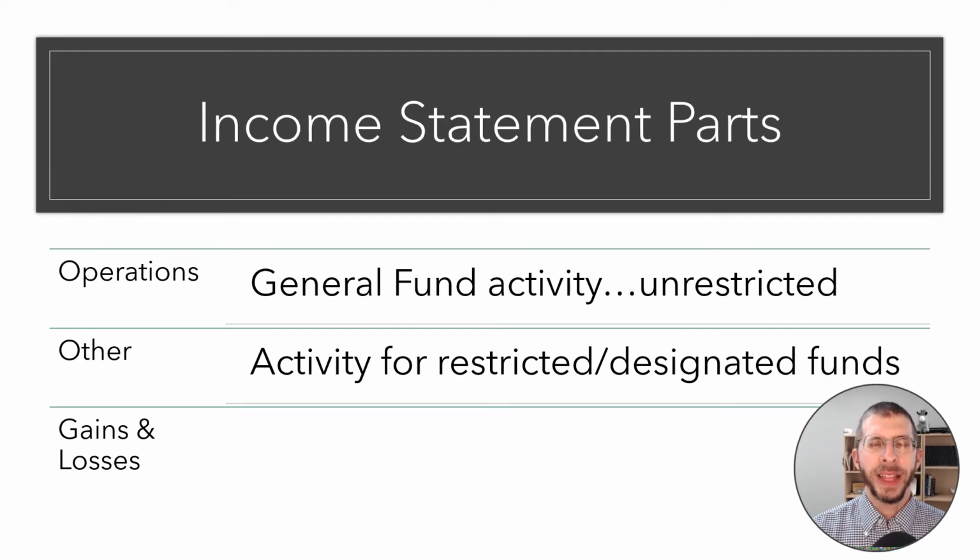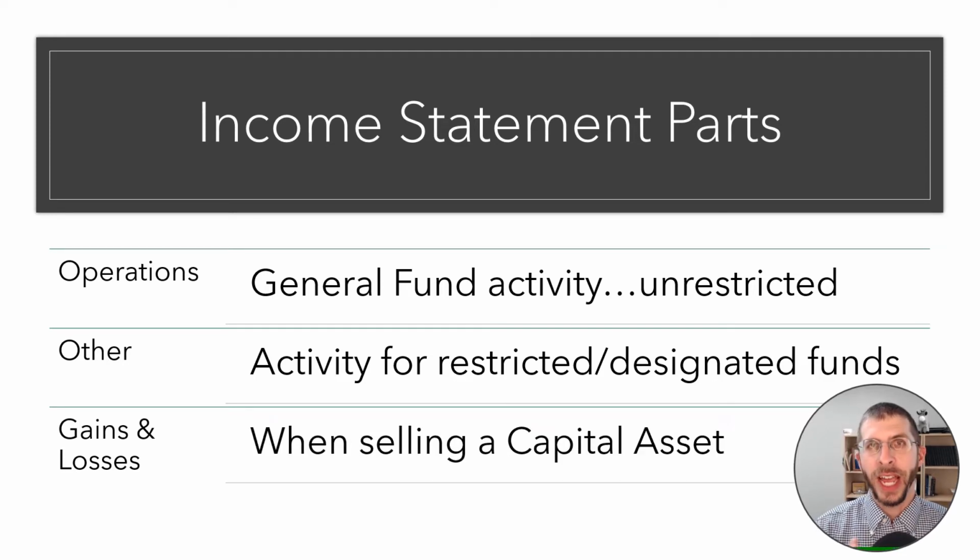Normally, this doesn't happen that often for churches that sell capital assets. So capital assets like a building, a parsonage. If it was on your balance sheet, the parsonage, if you sell it for more or less than what it cost you in the first place, you will experience a gain or a loss. And how is that actually recorded? So a lot of times that'll end up on the income statement.